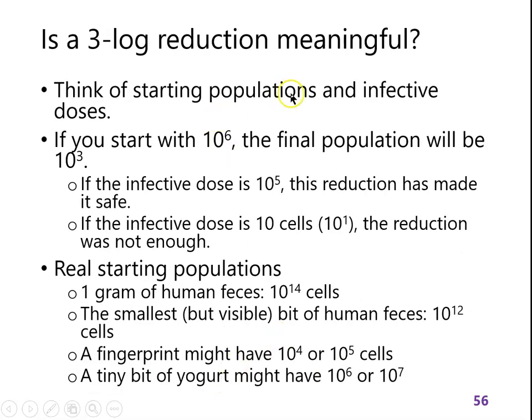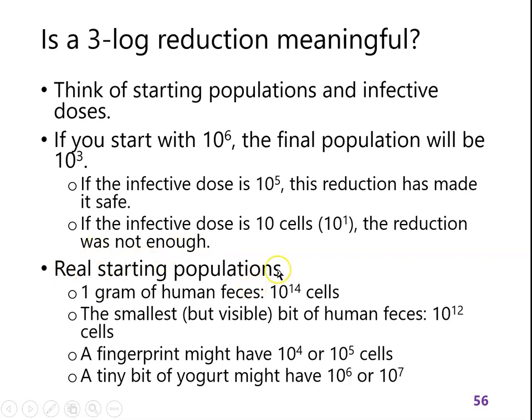And so, is that meaningful? Well, we have to think about starting populations and infective doses and compare them. If you start with 10 to the 6th bacteria and you do that 3 log reduction, you kill 99.9%, you end up with 10 to the 3rd cells. If this is lower than the infective dose, if the infective dose is way up at 10 to the 5th, then great, this is meaningful. If the infective dose is 10 cells, then no, this is not enough of a reduction.